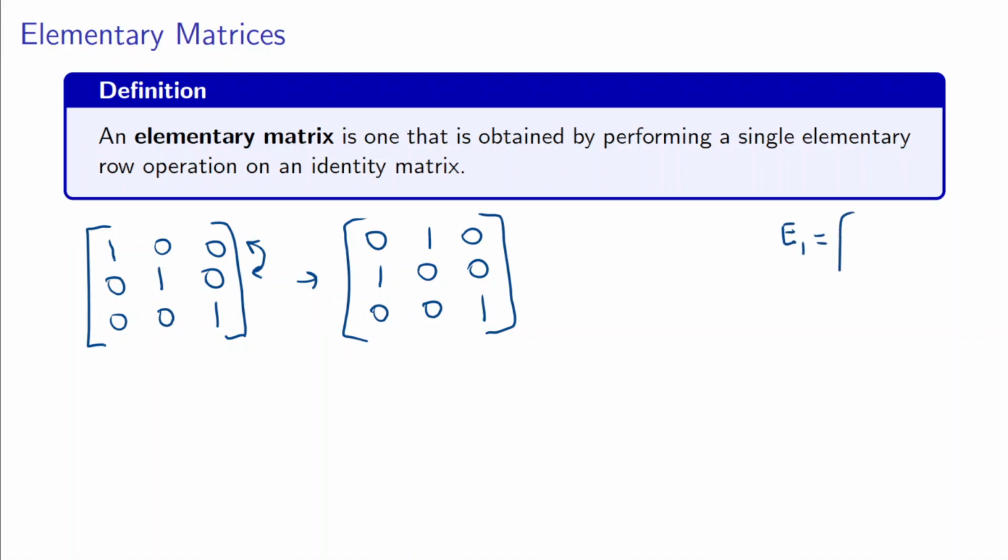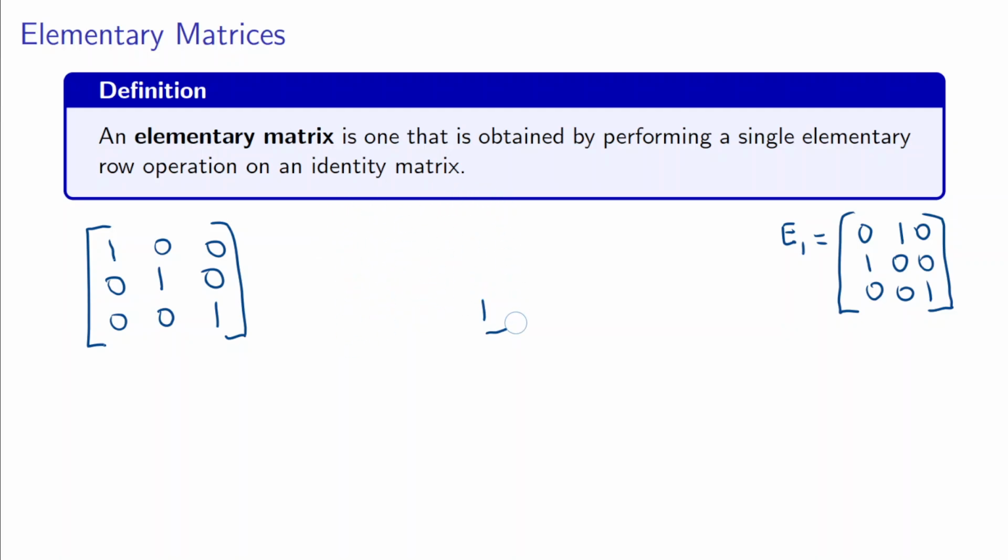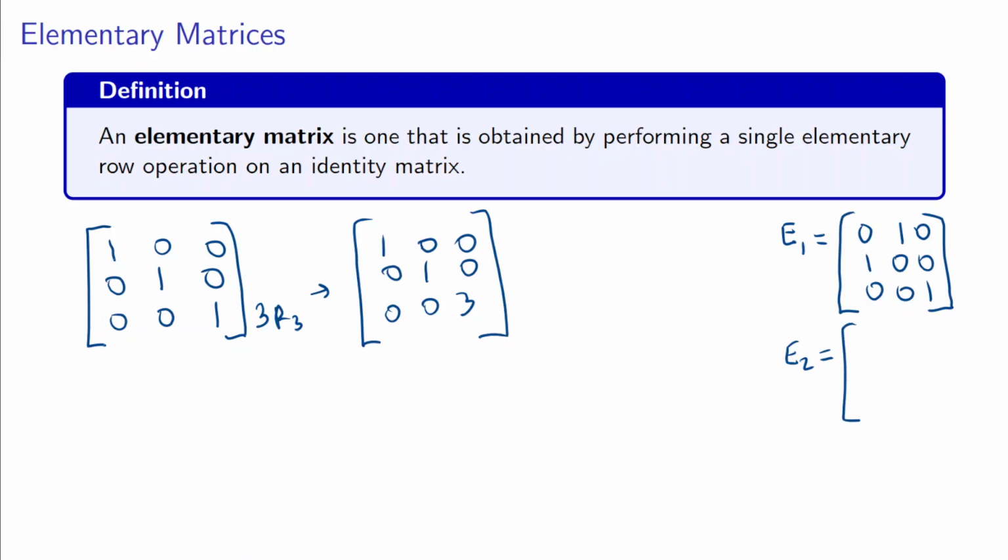So let's just put a few examples over here. 0, 1, 0, 1, 0, 0, 0, 0, 1. Let's do another example. And maybe we will do a scaling example. So what if we took row 3 and scaled it by 3? So maybe we did 3R3. We would get the matrix 1, 0, 0, 0, 1, 0, 0, 0, 3. So that's an example of an elementary matrix. Maybe I'll call that E2. So just giving a few examples here.